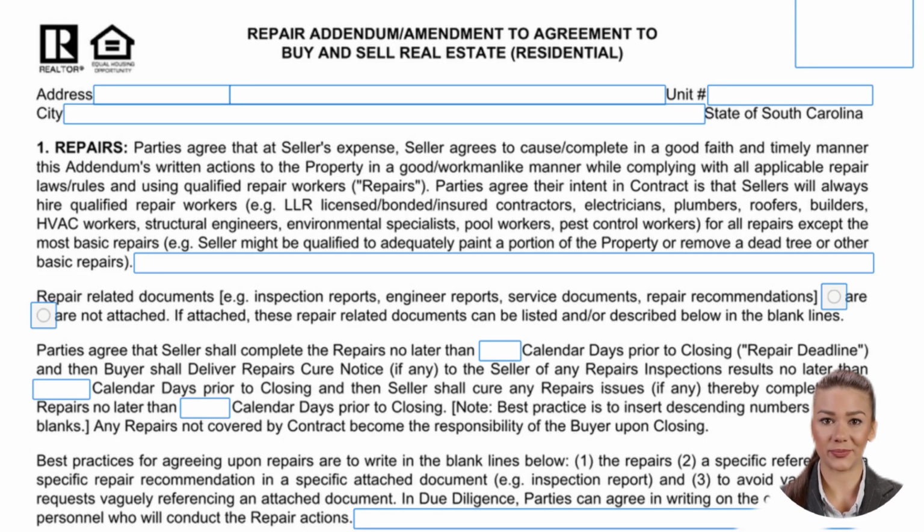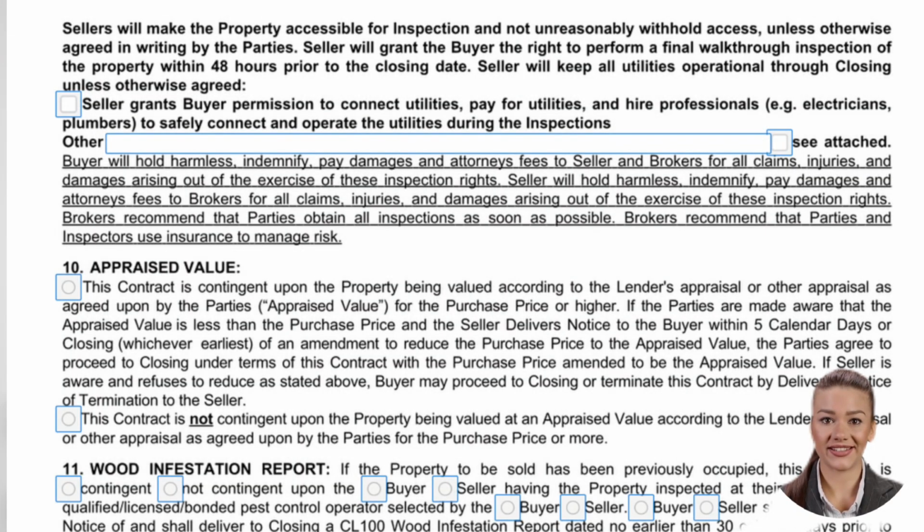If you are submitting a repair request, make sure you list all repairs you are seeking at the same time. Once you send the repair request to the seller, you cannot ask for additional repairs. If the buyer and seller agree on the repairs and sign the addendum, Form 525, you have an amended contract. Section 9 states the buyer will use a licensed and insured inspector, inform the seller of the date and time of the inspection, and the seller will allow the buyer to have a final walkthrough within 48 hours of closing.